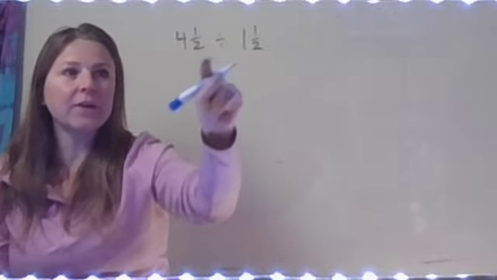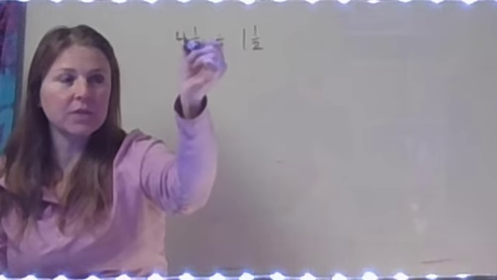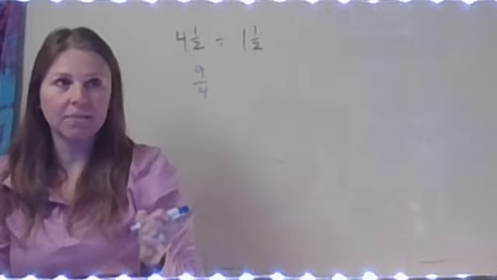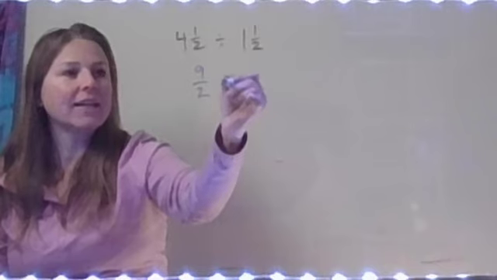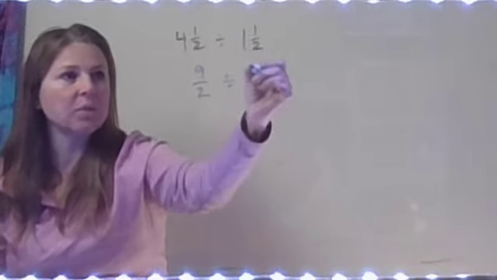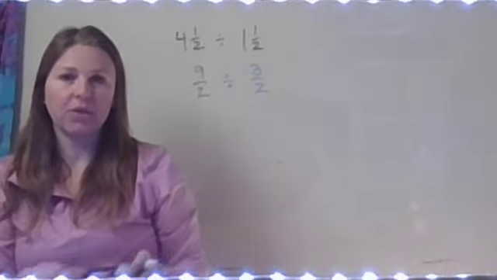All right, so 4 1/2 we're going to write as an improper fraction. So 2 times 4 is 8 plus 1 is 9. So 4 1/2 is the same thing as 9/2. And then 1 1/2 is 2 times 1, which is 2, plus 1, which is 3. So that's 3/2. So we have 9/2 divided by 3/2.